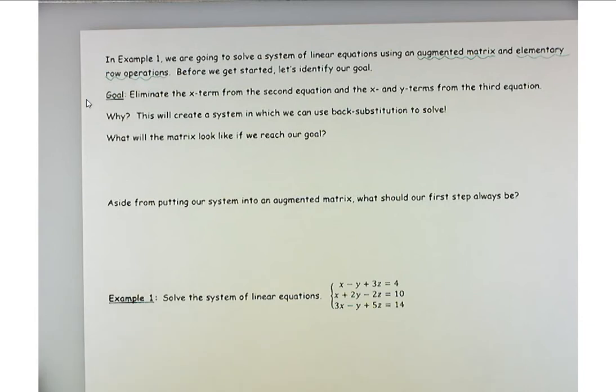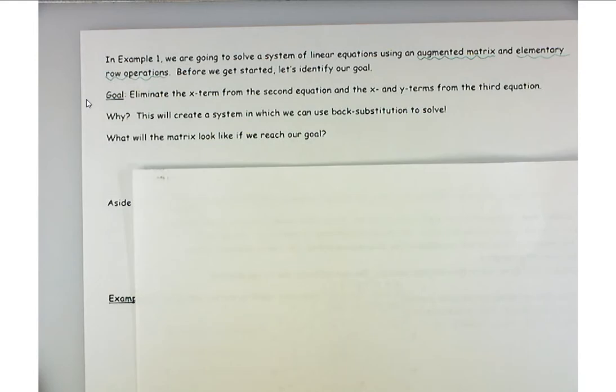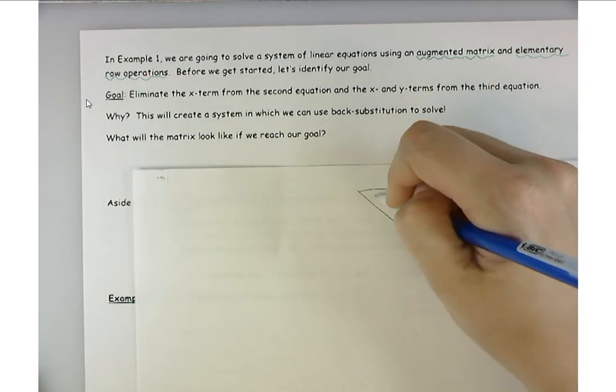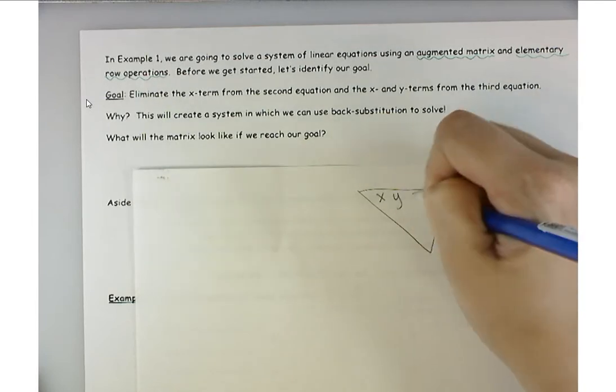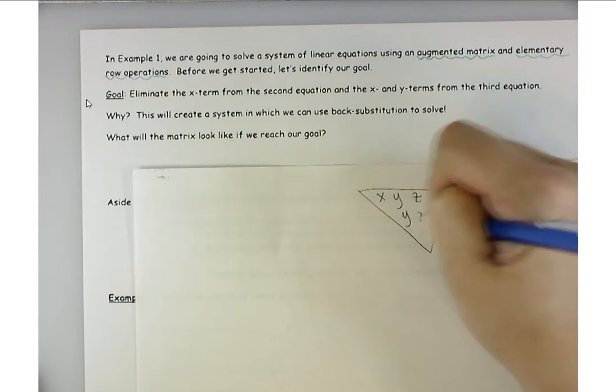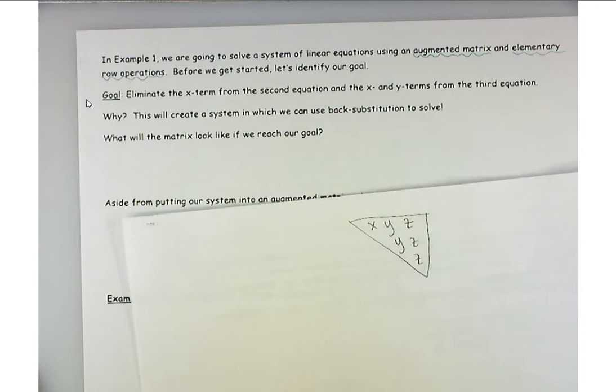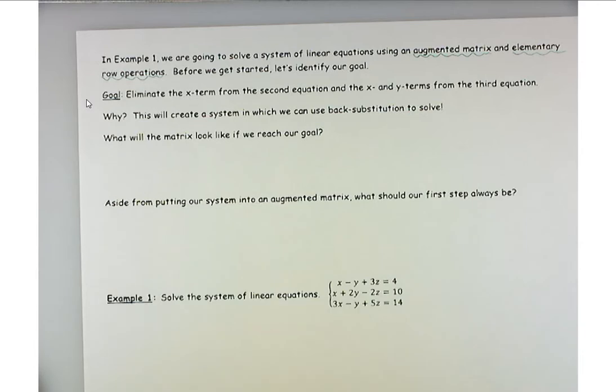And what was strategy 1 from yesterday? What was one strategy that we used to solve our systems? Yeah, we put it in triangular form. So we were putting it in triangular form because we wanted to have an x, a y, and a z, and then a y and a z, and then a z, because if we could put the system in triangular form, what could we use to solve? What is that called? What did we use to solve yesterday? Back substitution. Okay, so that's what we're going to do today. We're just going to do it with matrices.